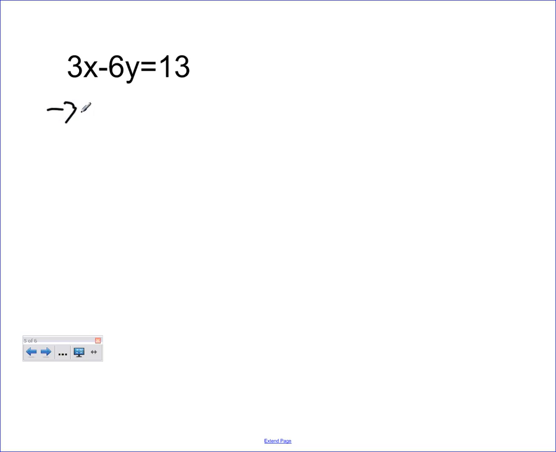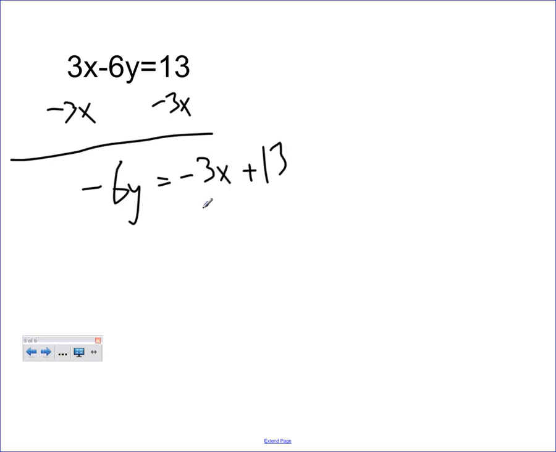We're going to subtract 3x from both sides. Leaves me here with negative 6y equals negative 3x plus 13. Divide everything by negative 6. These are really lousy 6s, though, so you'll have to forgive me. Those are gone. Just got a y left.